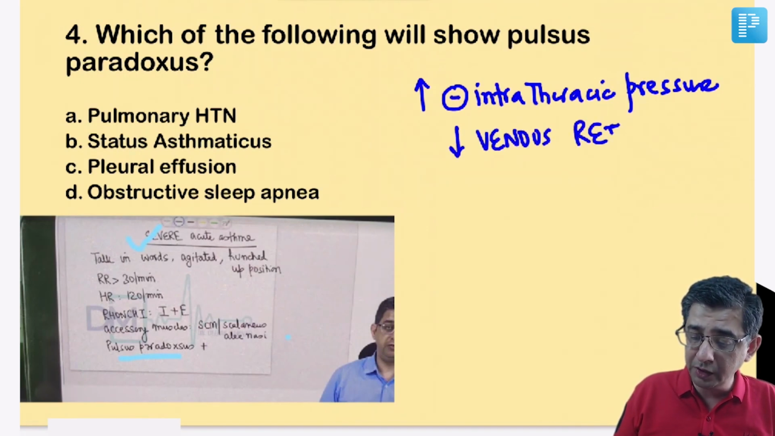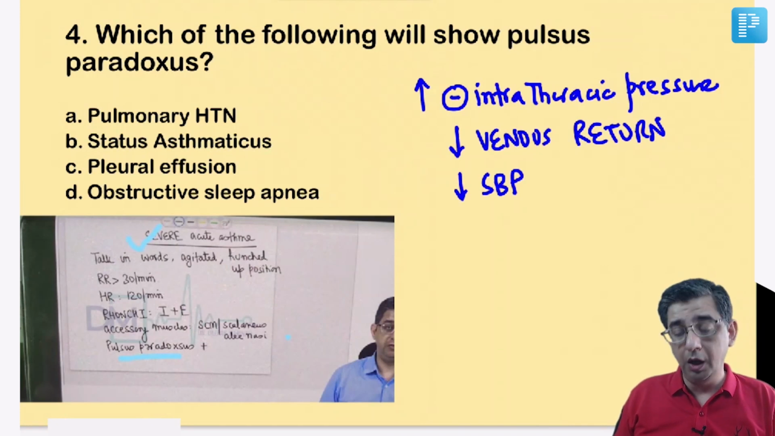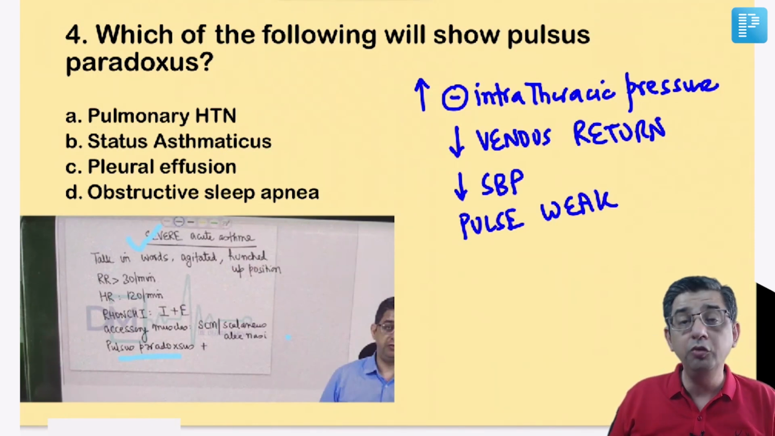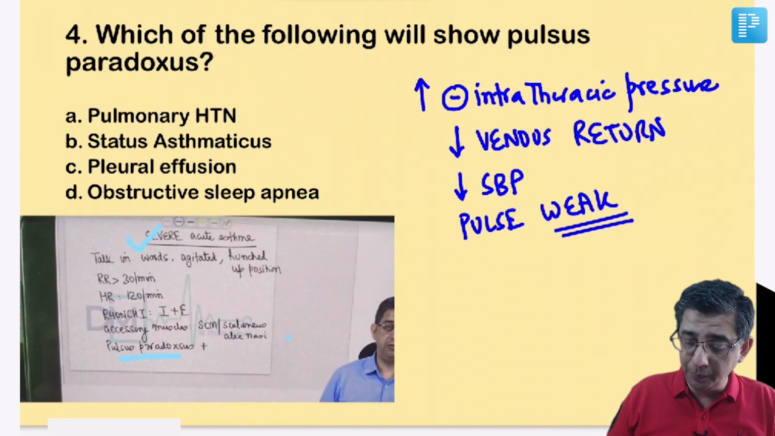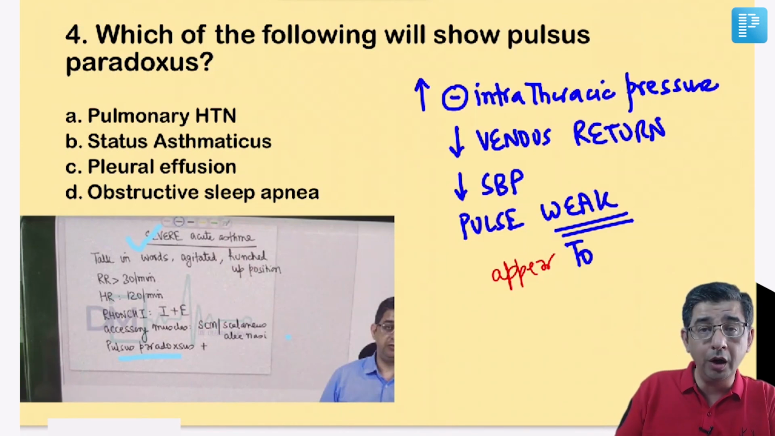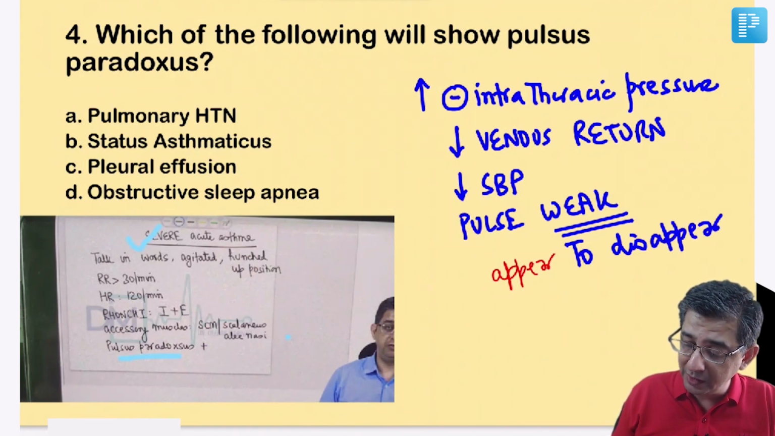If you decrease the venous return to the heart, then if less comes in, less would go out. So the blood pressure of the patient will also begin to fall. If the blood pressure falls, the pulse of the patient will become relatively weak. And in fact, it might become so weak that it might actually appear to disappear. That's the point I want to highlight: the pulse is very much there, it's just that you are not able to feel it. For you, the impression is as if it is appearing to disappear. That is the paradox here. The paradox is that the pulse is very much there.